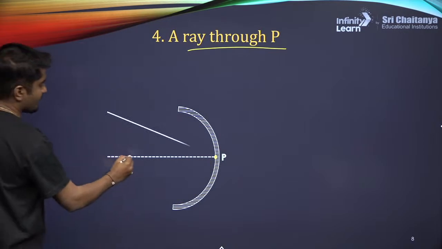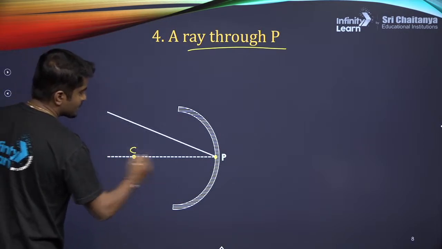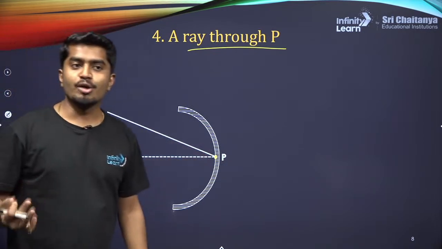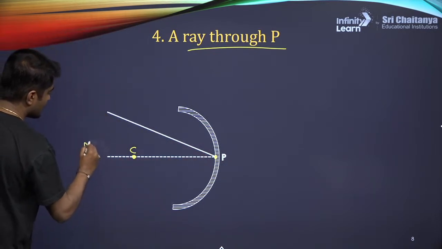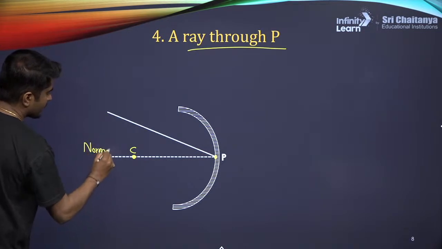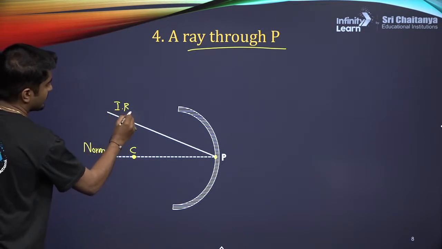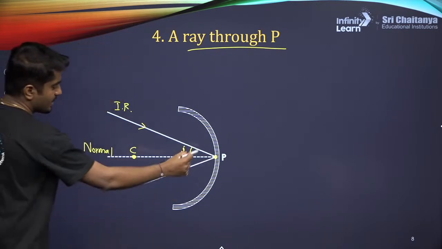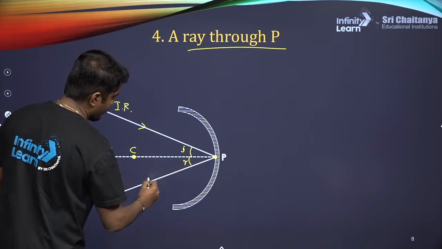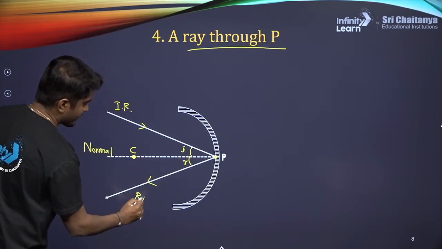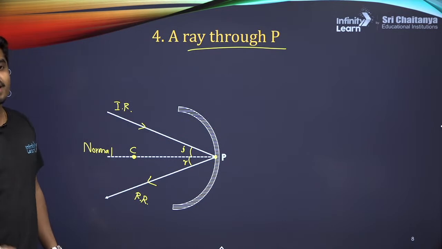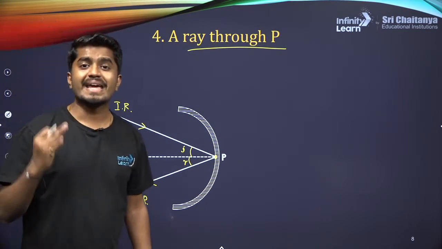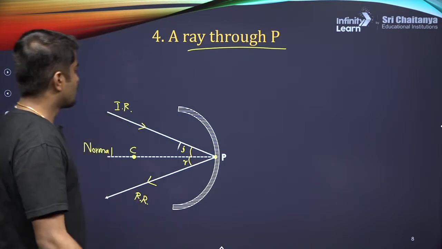So now this somewhere here is our center of curvature. This dotted line, the principal axis, is our normal. There is a normal, there is an incident ray, so this will be the angle of incidence, right? This will be the reflected ray and angle of reflection. There is a reflected ray. Just remember these 4 rays and you can draw any type of image formation for the concave mirror.